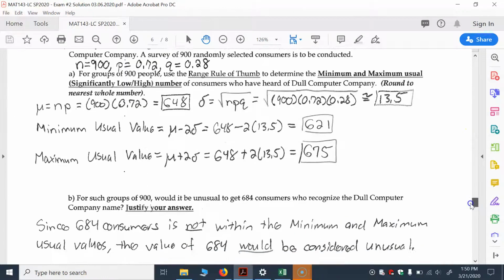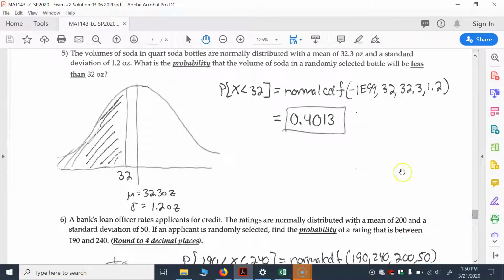On Form B, problems will be very similar, but now here I want the probability that the volume of soda would be less than 32. So now X is less than 32. We'll draw the picture. We know this area probability has to be less than half based on the shading. Lower bound is minus 1E99, upper bound 32. Put them into normal CDF. There's your mu and sigma, 0.4013.